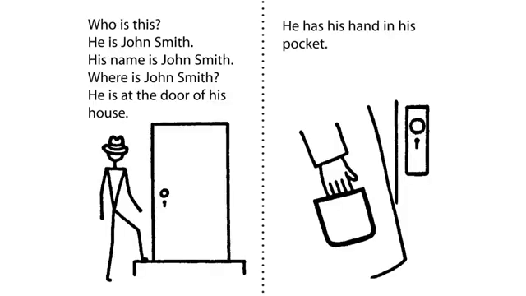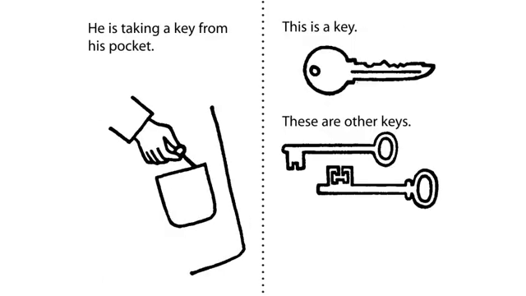Who is this? He is John Smith. His name is John Smith. Where is John Smith? He is at the door of his house. He has his hand in his pocket. He is taking a key from his pocket. This is a key. These are other keys.